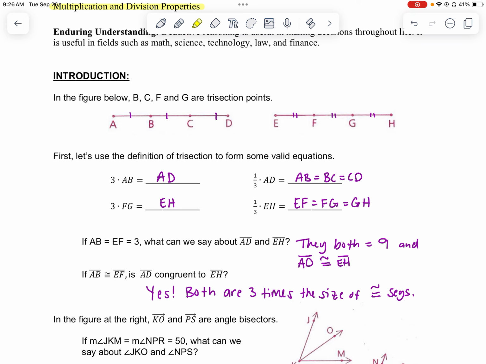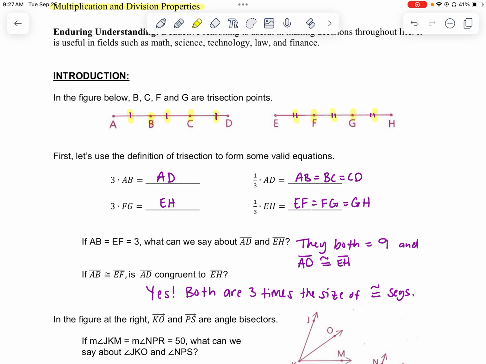In this figure, we are told that points B, C, F, and G are trisection points. So I want you to think about the definition of what it means to have trisection points. It means that those points divide the segment into three congruent segments. So as I've shown here, I have marked that AB, BC, and CD are all congruent to each other. On the other segment, points F and G also divide the segment into three congruent segments. So I have marked that they are congruent to each other.